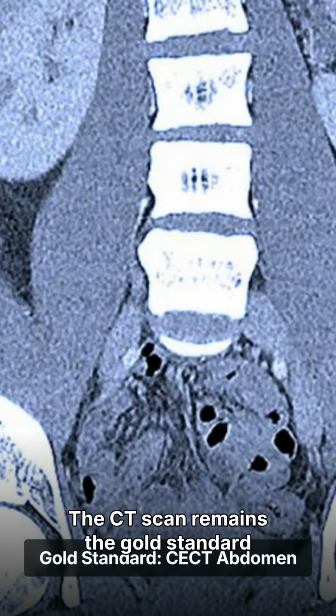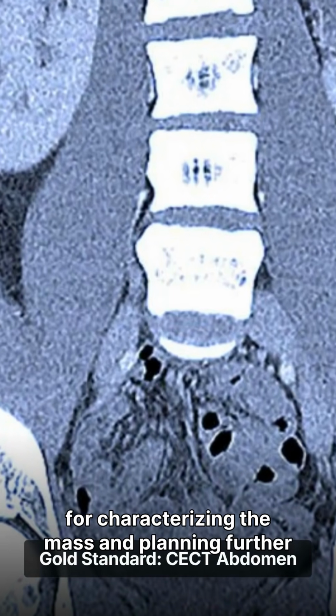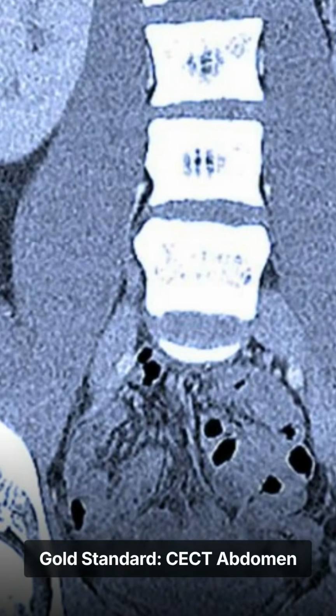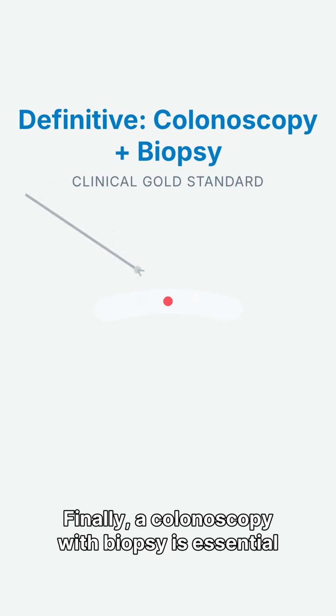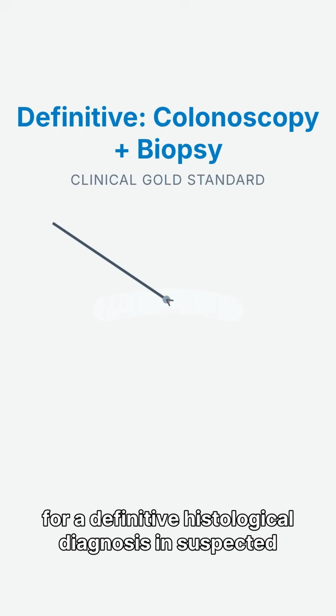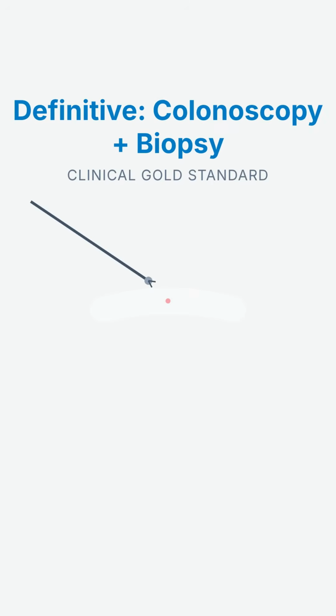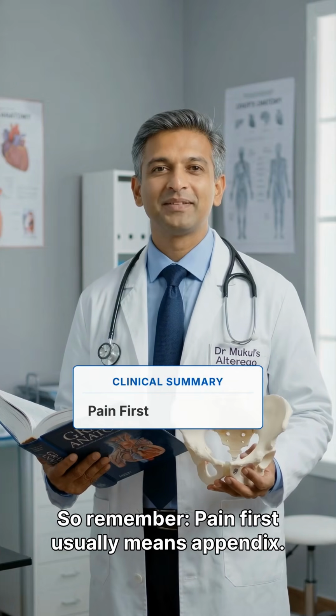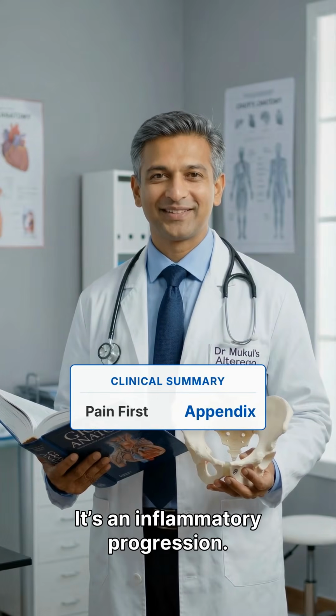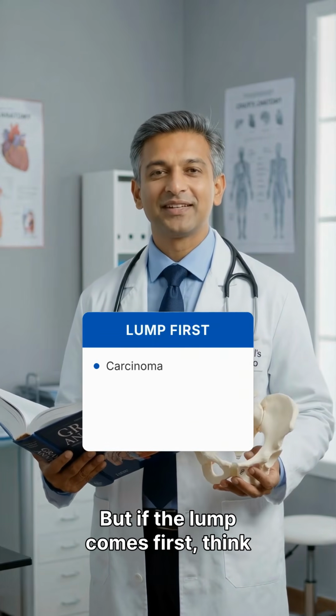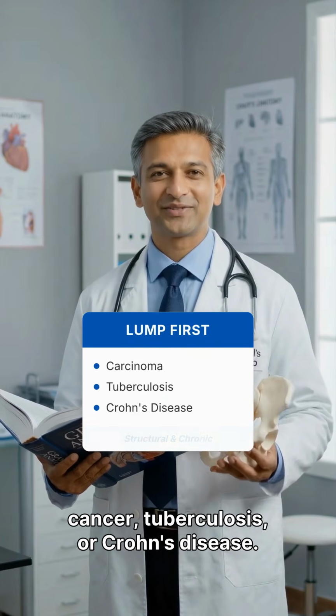The CT scan remains the gold standard for characterizing the mass and planning further management. Finally, a colonoscopy with biopsy is essential for a definitive histological diagnosis in suspected malignancy. So remember, pain first usually means appendix. It's an inflammatory progression. But if the lump comes first, think cancer, tuberculosis, or Crohn's disease.